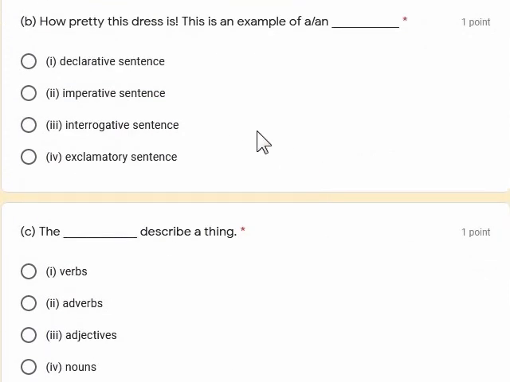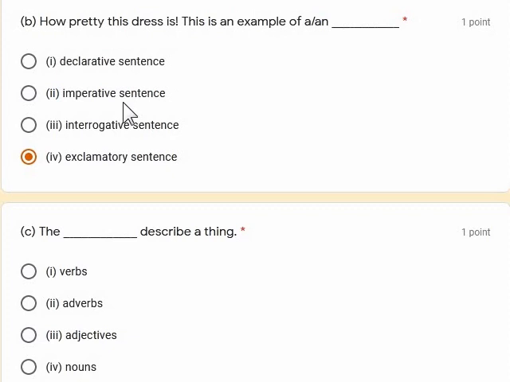Now moving on to the next. How pretty this dress is. This is an example of a or an. What kind of sentence is it? This is an exclamatory sentence. Why so? Because at the end we can see there is an exclamation mark and it is also showing a sudden expression. It is not a declarative sentence. Why? Because a declarative sentence declares a fact. It is not showing any kind of fact, and at the end of it we use a full stop, and here you can see that there is no full stop used.